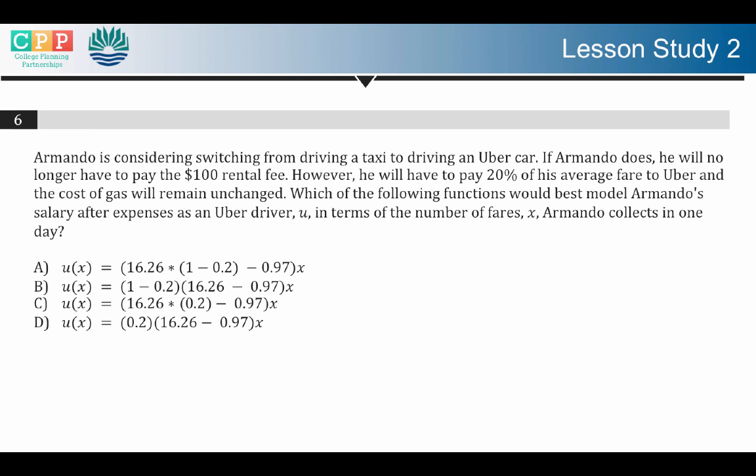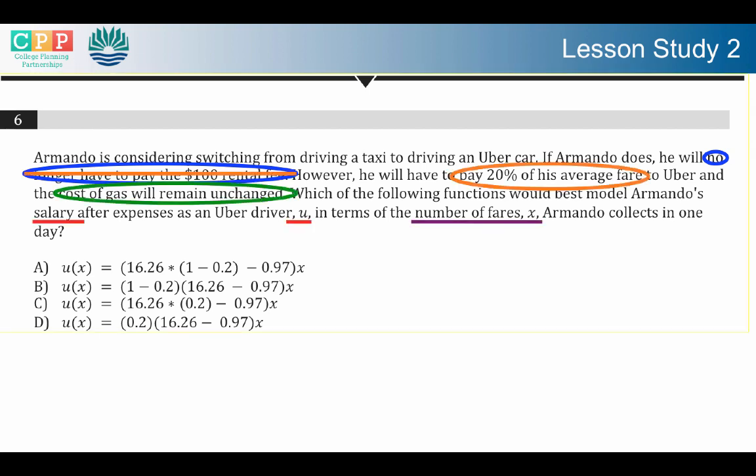Which of the following functions would best model the salary after expenses as an Uber driver, U, in terms of the number of fares, X? So X is the number of fares. U of X is the salary based on how many fares he gets. He'll no longer have to pay a $100 rental fee, so we can cross that out. But he does have to pay the 20% of his average fare, so make sure that is circled, and the cost of gas will remain unchanged. So you will need to know the cost of gas before we move on.